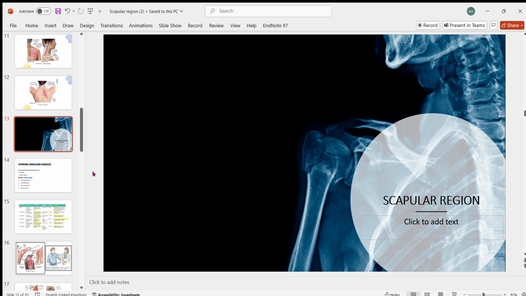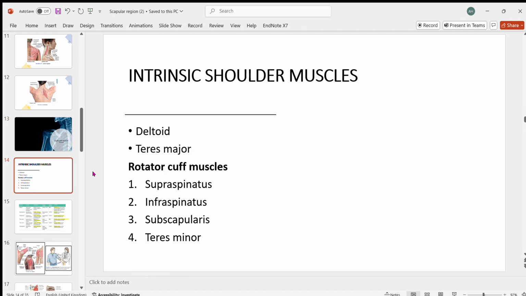Today we are going to discuss the scapular region. The scapular region has these six muscles: the deltoid, teres major, teres minor, supraspinatus, infraspinatus, and subscapularis. These four are also called the rotator cuff muscles.